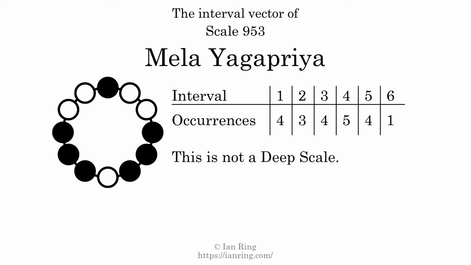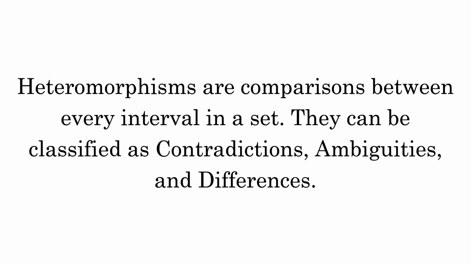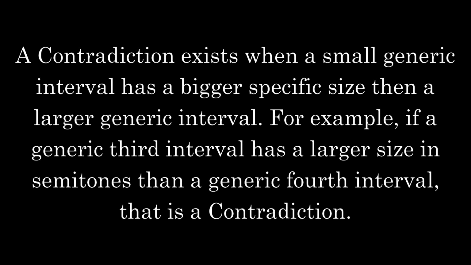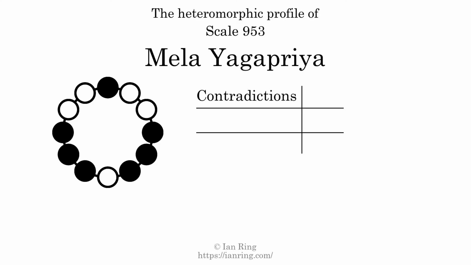a deep scale. Heteromorphisms are comparisons between every interval in a set. They can be classified as contradictions, ambiguities, and differences. A contradiction exists when a small generic interval has a bigger specific size than a larger generic interval. For example, if a generic third interval has a larger size in semitones than a generic fourth interval, that is a contradiction. The number of contradictions in this scale is 26.